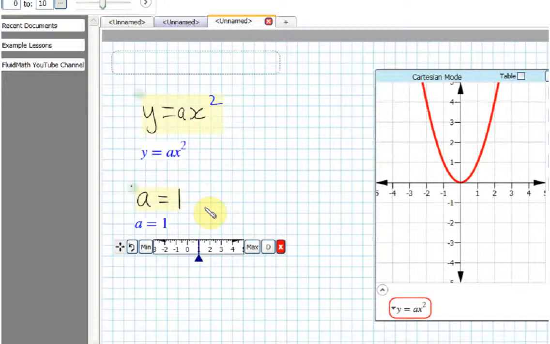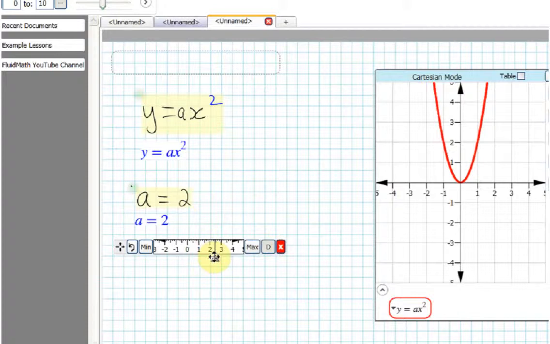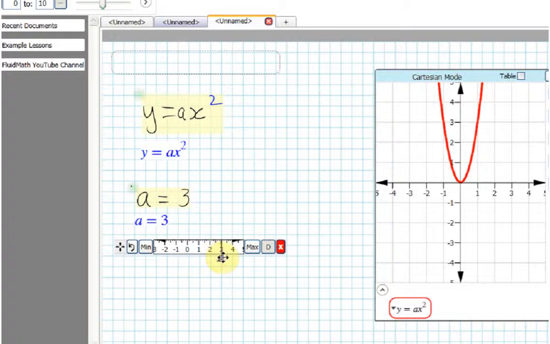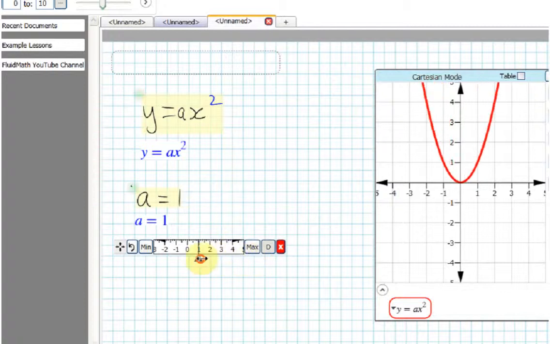And notice what happened when I made it 2. You see how the graph went from regular to, these are the reduced fat chips. Thinner. Let's reduce it even more. Let's go up to 3. Even thinner. Even thinner. Now, what happens when I go a little bit less?